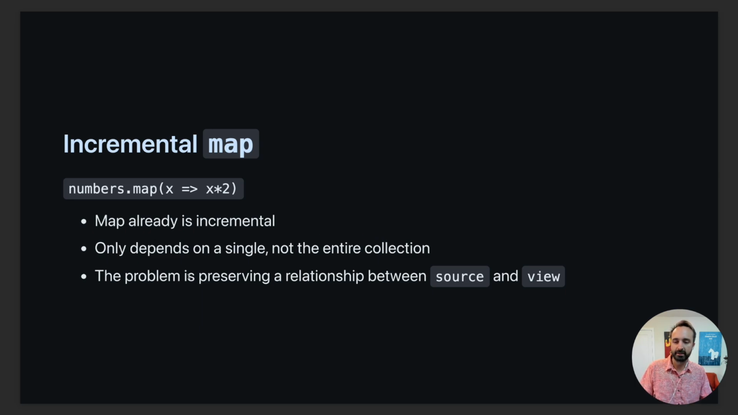But the big problem is, how do we preserve a relationship between the source and the view? If you modify array index 10 in the numbers source, how do we understand that we should also modify the corresponding array index 10 in the view and pass that information down? That's pretty trivial with map, but what if there are filters in place that remove items? Then array index 10 in the source is not array index 10 in the view. It might be 5 or something.